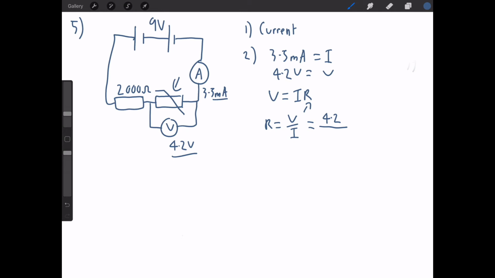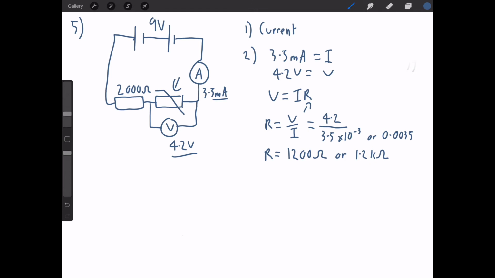3.5 is milliamps, so I need to do 3.5 times 10 raised to the power minus 3. Or you could write that out as 0.0035. If you don't do that, you will lose a mark. You'll get a reasonable number, but it won't be correct. So plug those in, and R should come out as 12,000 ohms, which is completely normal, or 1.2 kiloohms.